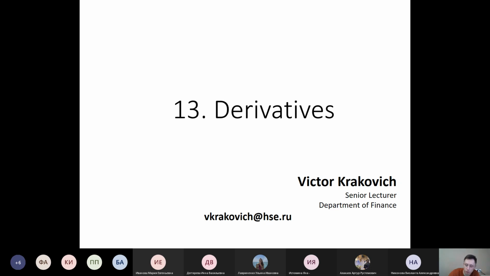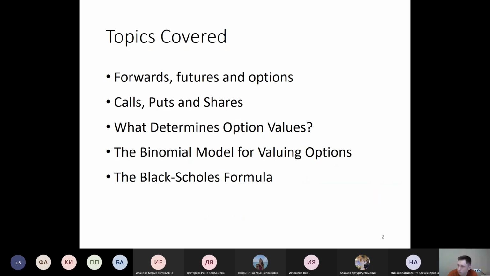It's called derivatives. Here is the plan for the class today. Firstly, we will discuss the main types of derivatives. There are more than those that we will mention, but those are the basic ones that you should know.